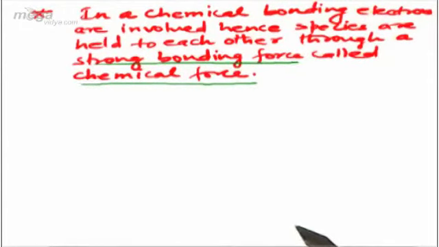So in physical bonding, no electrons are involved. In chemical bonding, electrons are involved. Second, in physical bonding, there will be weak bonding force between the species, that is van der Waals force, whereas in case of chemical bonding, we will be having a very strong bonding force, that is chemical force.